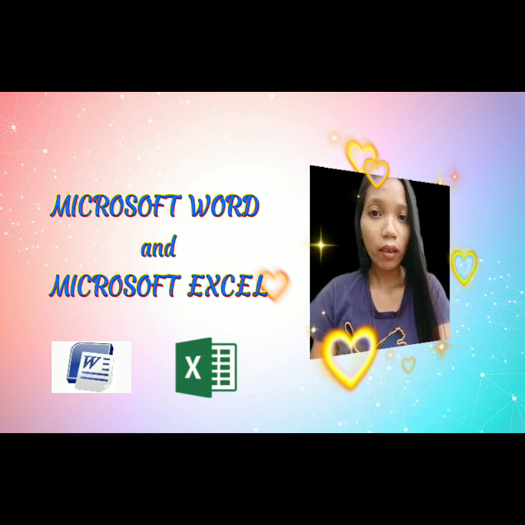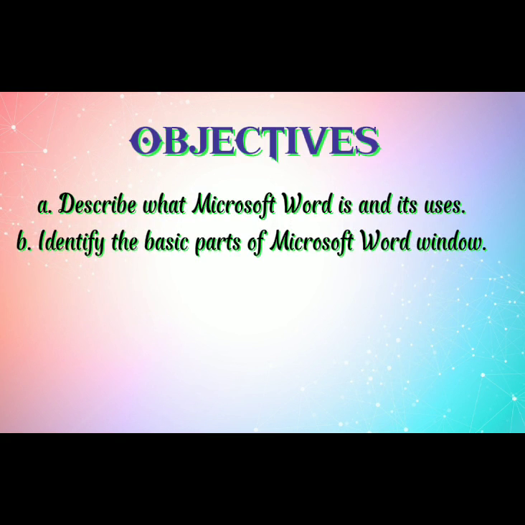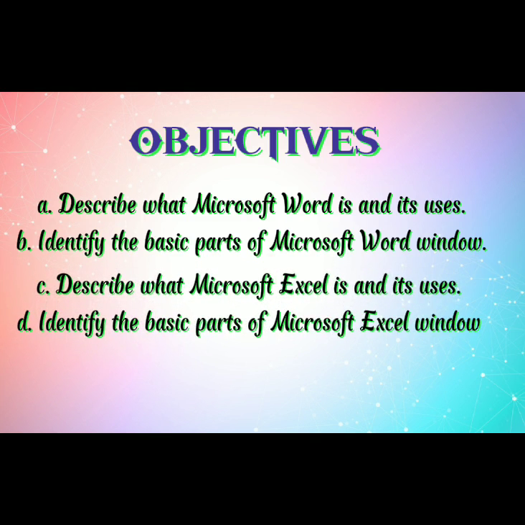To start with, these are our objectives. First, describe what Microsoft Word is and its uses. Second, identify the basic parts of the Microsoft Word window. Third, describe what Microsoft Excel is and its uses. Last, identify the basic parts of the Microsoft Excel window.